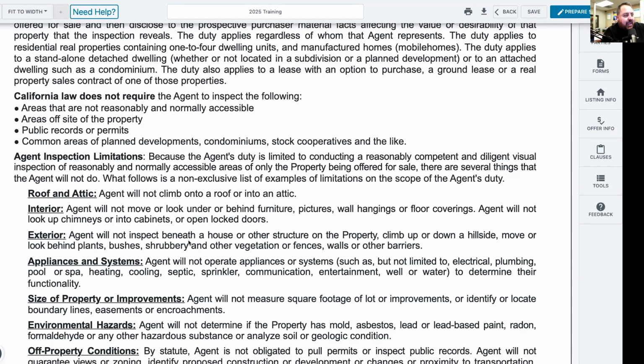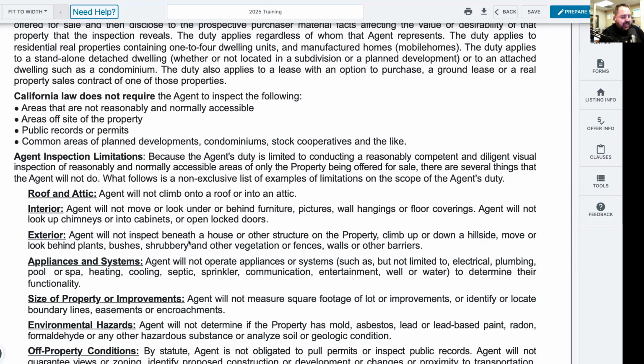Roof and attic. Agent will not climb onto a roof or into an attic. Pretty self-explanatory. If you guys are climbing up on roofs to do a visual inspection, you're doing way too much. Interior. Agent will not move or look under or behind furniture, pictures, wall hangings, floor coverings. Agent will not look up chimneys or into cabinets or open locked doors.